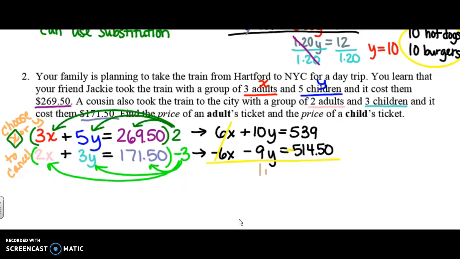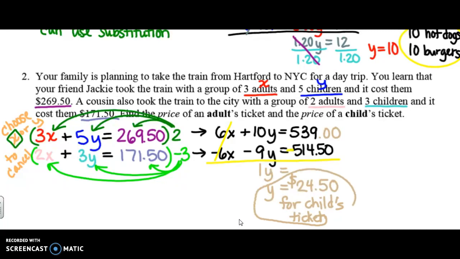10y plus -9y leaves us with 1y. Or you could just write it as y, because we know that there's an invisible 1 in front of the y. When I'm subtracting, make sure to subtract correctly. Decimals must line up. And you get 24.5, which is actually $24.50. Now you have to look back into the word problem. What did we assign for y? You're right, for the child's ticket. So y represents the cost per child's ticket, which is $24.50.